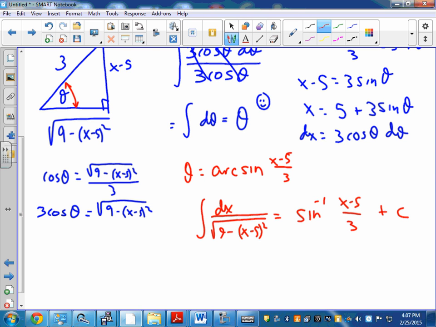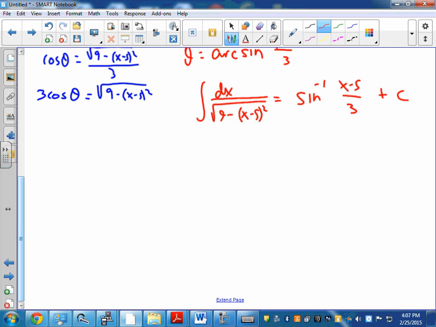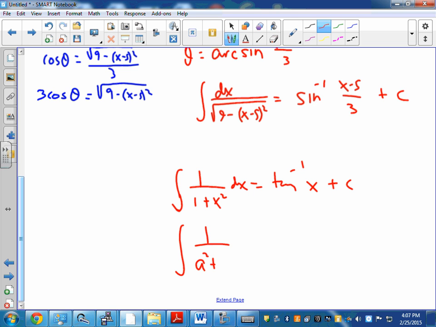Okay, now again, that may ring a bell because I think earlier in the year I made you sort of memorize the integral of 1 over 1 plus x squared dx was the tan inverse of x, and 1 over a squared plus x squared was 1 over a tan inverse of x over a. So you may remember those.